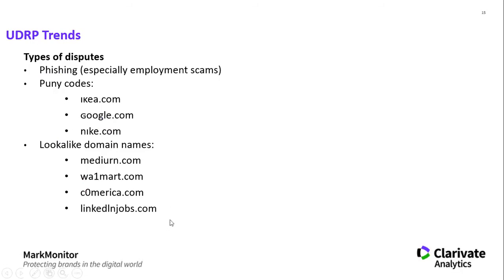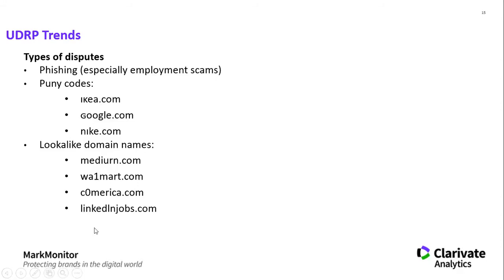Another trend, as you can see on the slide here, involves the use of punycode, which is a technology that allows characters in a domain name to be presented in something other than Latin characters, such as you see here. These domain names are not IKEA.com, Google.com, and Nike.com, but instead they're internationalized domain names that consist of these punycodes that convert characters from the ASCII character set into letters in a foreign language.